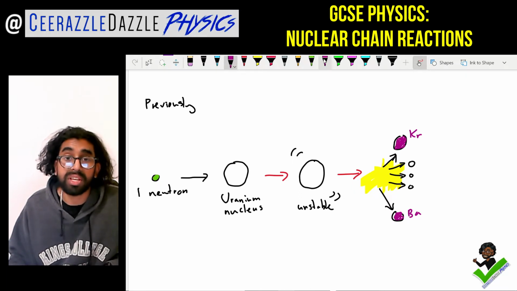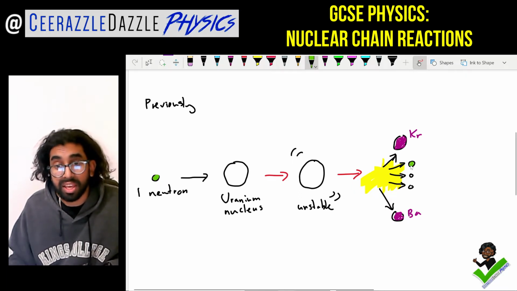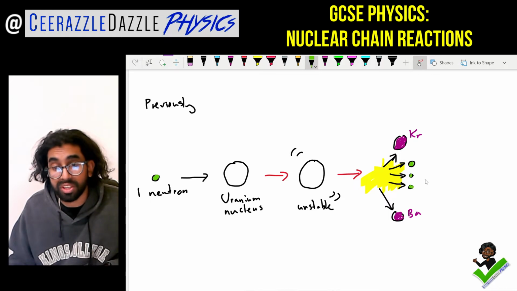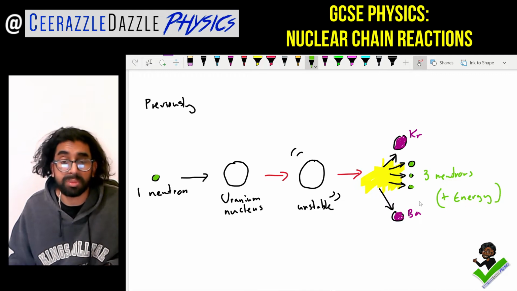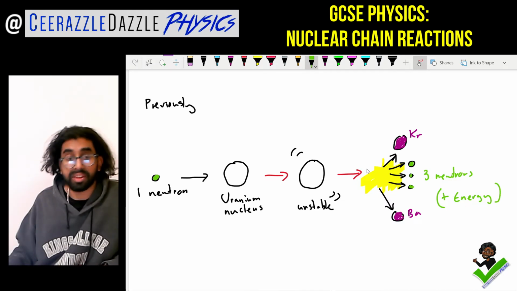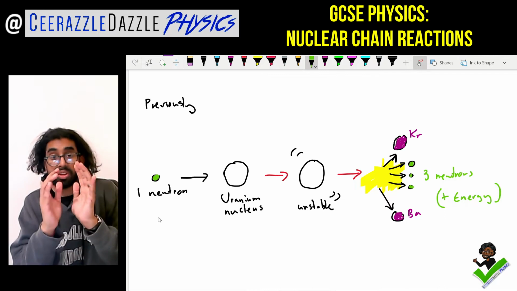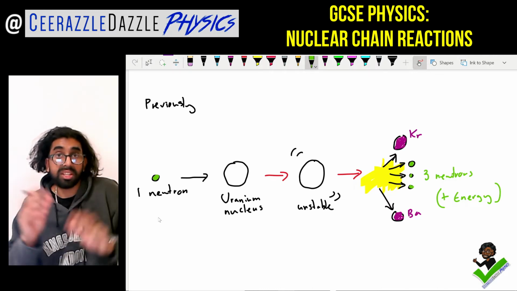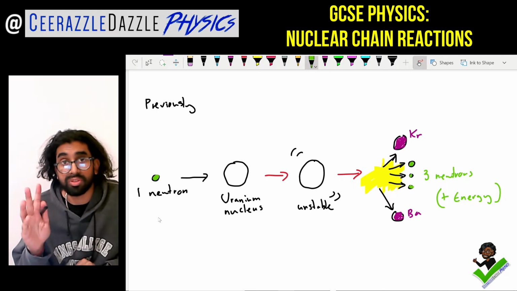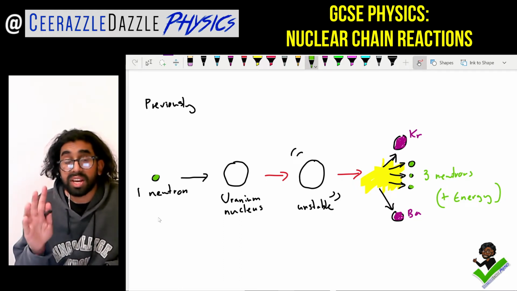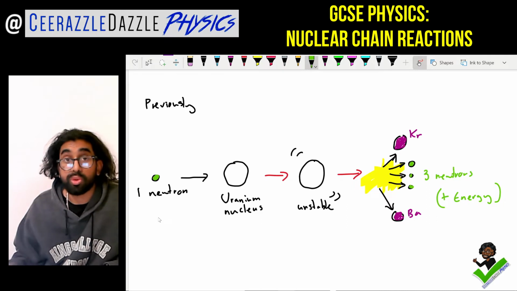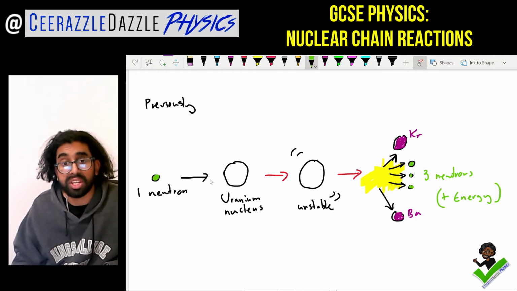But what also pops out is three extra neutrons. 1, 2, 3. So here are our three neutrons which are coming out here. Obviously, you have the energy being released as well, so plus energy. That's the whole reason why fission takes place. So there you go, that's why I've got the yellow over here. So one neutron goes into the uranium nucleus, and then it becomes unstable, it splits, releasing krypton, barium, and three neutrons. And this process is known as induced fission, because you are triggering it with the neutron. So the neutron goes into the uranium, therefore causing it to split.